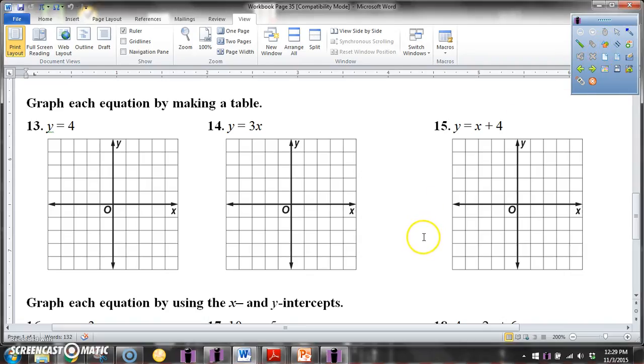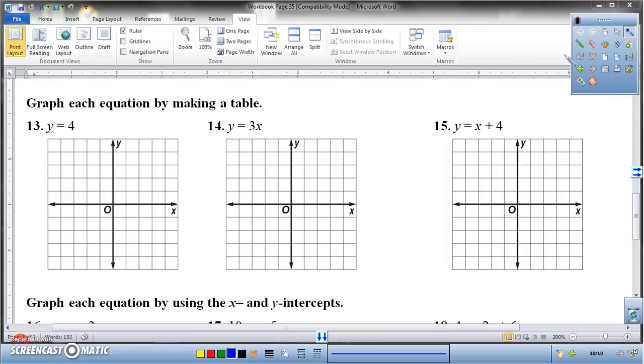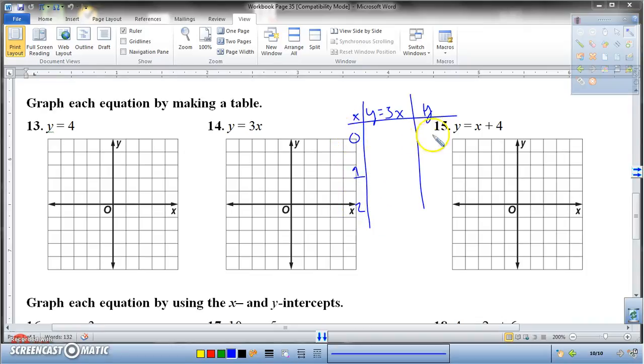All right, for number 14, again, this is a little bit different than anything we've looked at thus far as making a table, but still just plugging in values for x to get values back out for y. Let's see if I can squeeze my little table in here. We've got x values, then your equation, and then the y value that you get out of that. So plug in whatever values you want to for x. I'm going to use 0, 1, and 2, and then get the corresponding y value that goes with it.